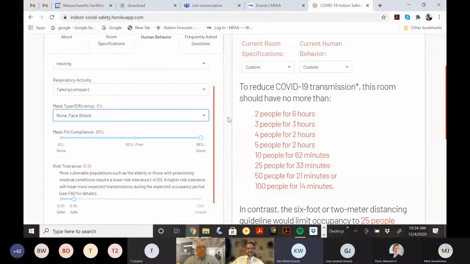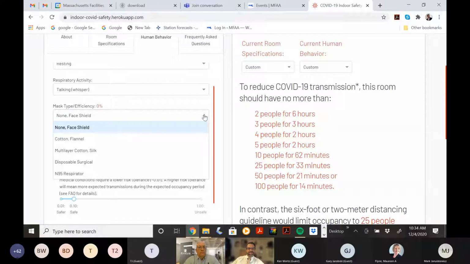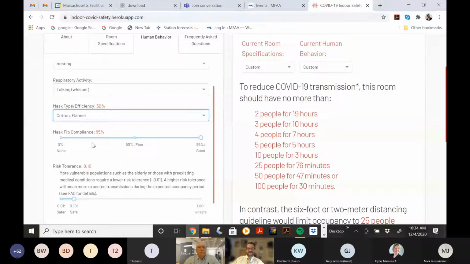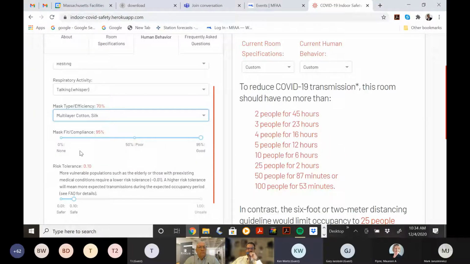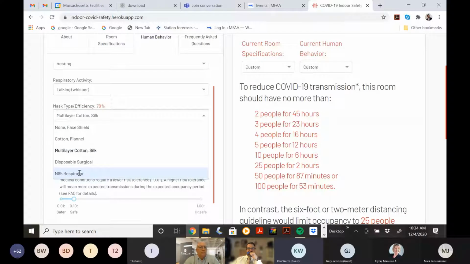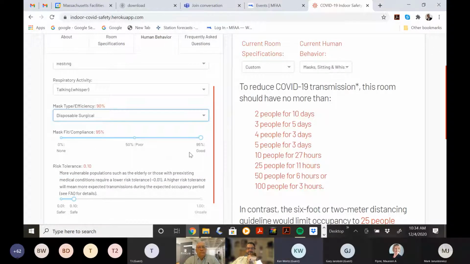Now click on the face shield again and go to cotton flannel. And you'll see it's 25 people for 76 minutes. Now click on it again and go to the multi-layer cotton. It seems like most people are wearing the multi-layer cotton now. That gets you to 2 hours. And now you're going to go with an N95. Now go to disposable surgical. Going to the disposable surgical mask goes 25 people to 11 hours.